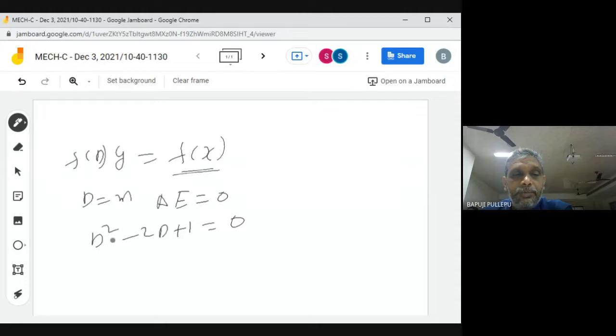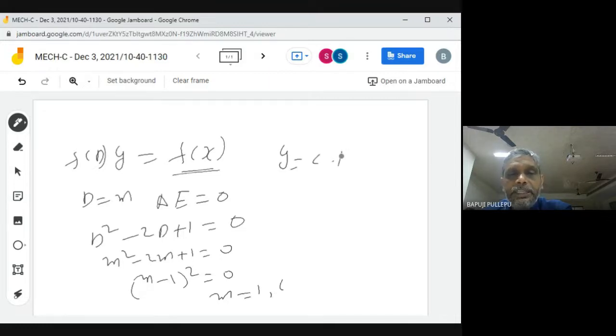Then maybe you will get D square minus 2D plus 1 is equal to 0. Put D is equal to m, you may have m square minus 2m plus 1 is equal to 0. This is m minus 1 whole square is equal to 0, so m is equal to 1 comma 1. So the solution is always y is equal to CF plus PI, complementary function plus particular integral.